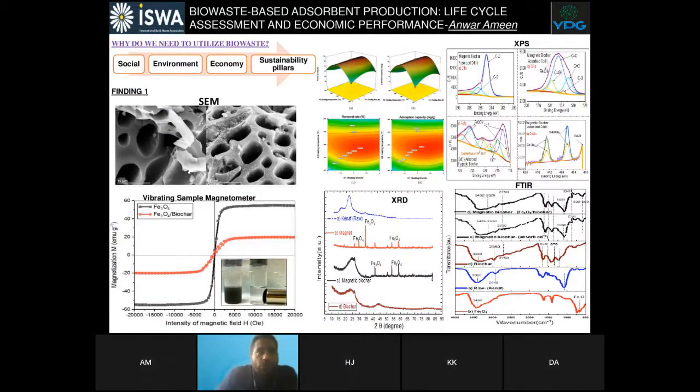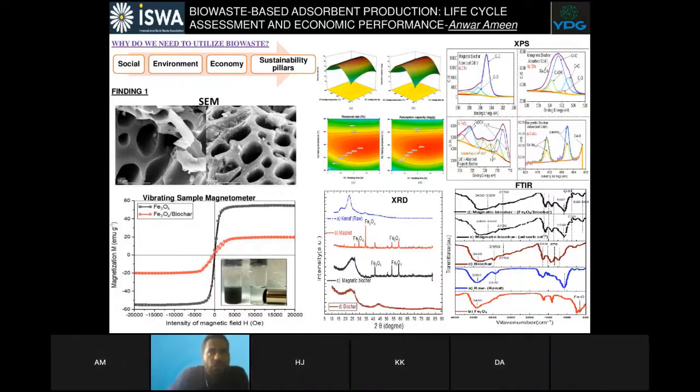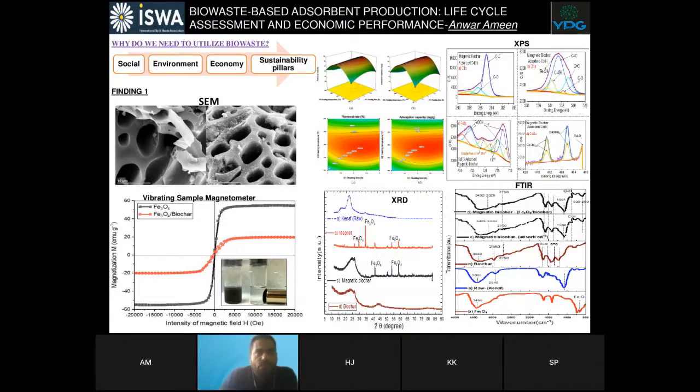As you know, in order to achieve the pillars of sustainability, we have to consider three types of aspects: the social aspects, the environmental aspects, and the economical aspects. From finding one, to know how excellent the product is, we optimize the product using response surface methodology based on biochar stability, improved functional groups, and enhanced removal efficiency of targeted contaminants. We also did the characterization analysis, SEM-EDX, XPS, FTIR, XRD, and others, in order to see how much improvement we got compared to the raw biowaste.